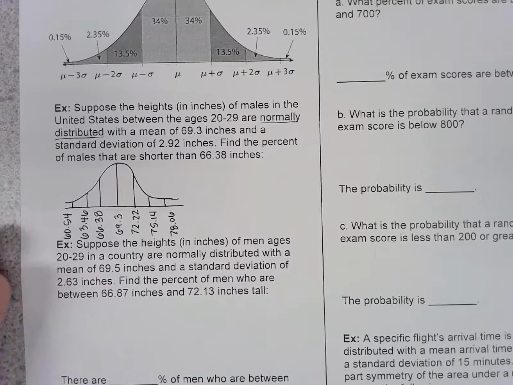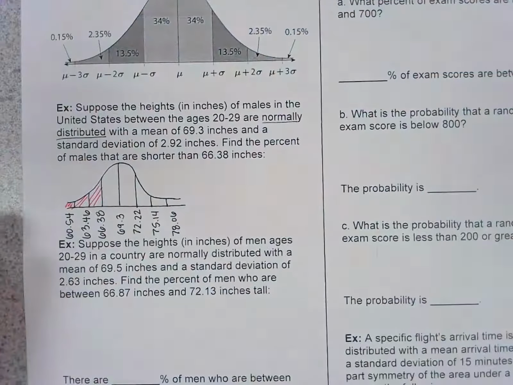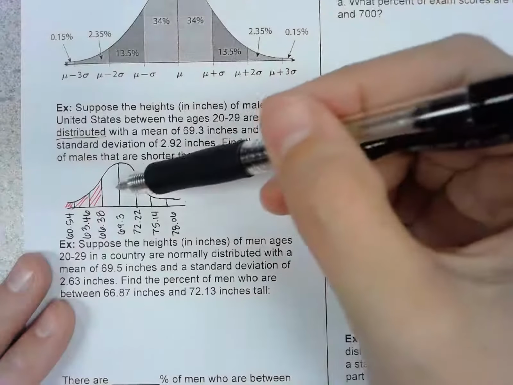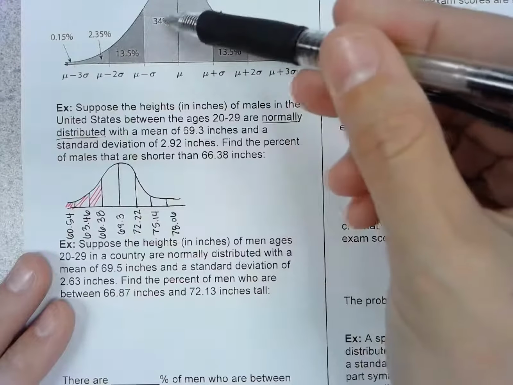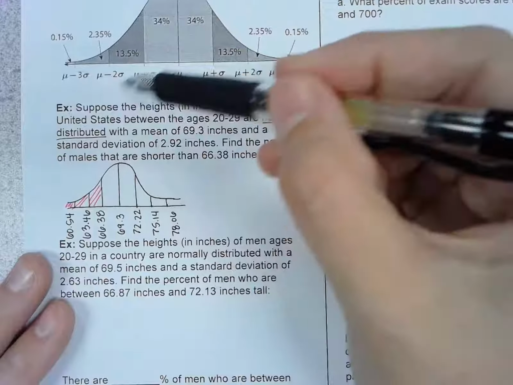So the percentage of males that are shorter than 66.38 inches, well, that would be anybody that was less than this. So that would be this section of the graph, this section of the graph, and then this section of the graph over here. So to answer the question, I'm going to go back up to my normal curve, and I'm going to match this up. So this was the middle, right here. This would have been the 34% bar, but they just want to know these numbers over here.